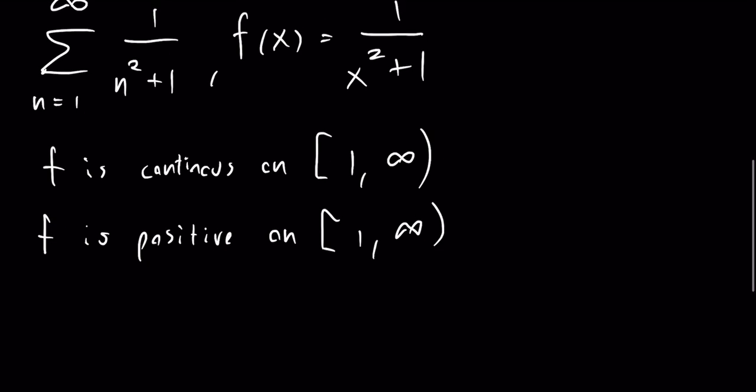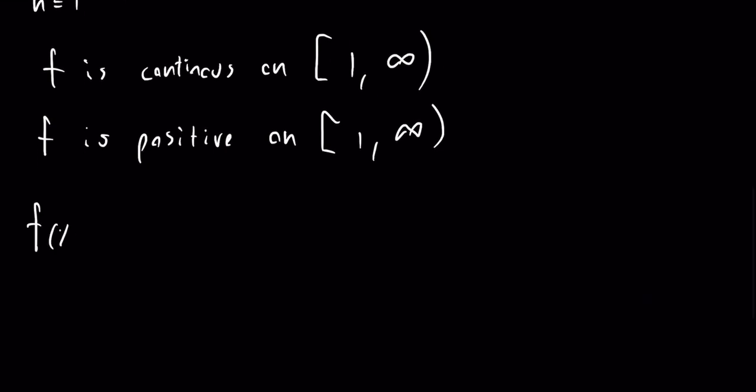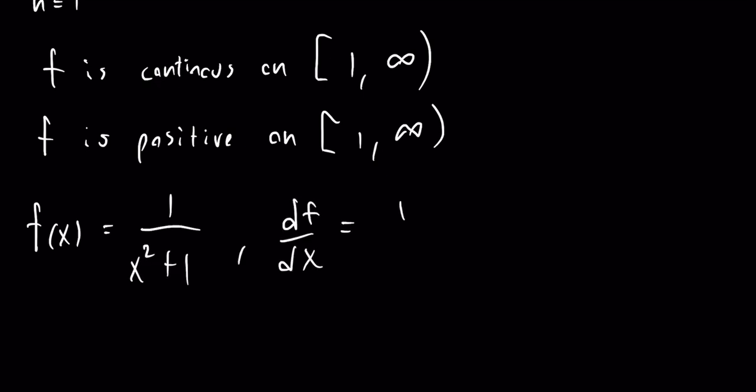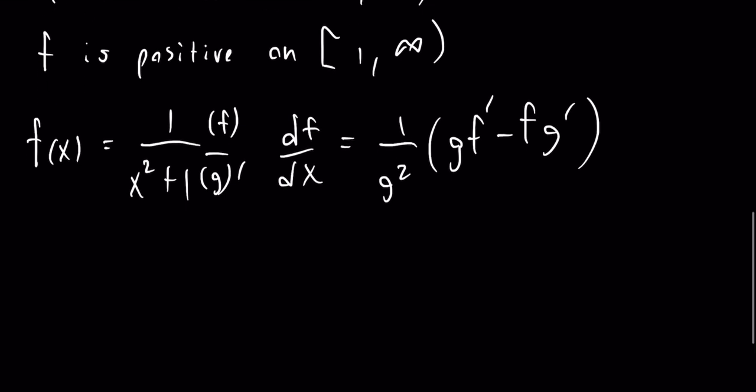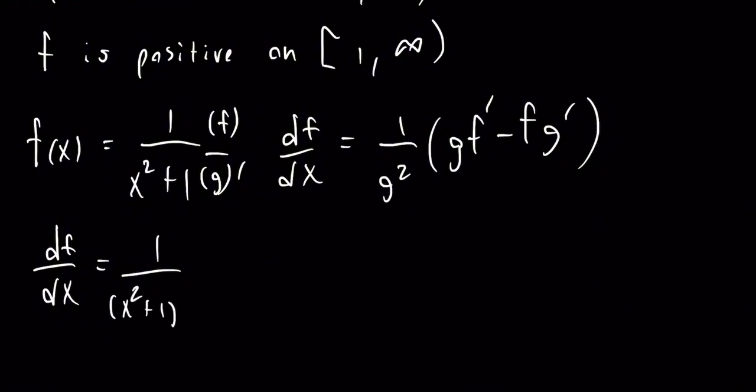So we take the first derivative. We know f of x equals 1 over x squared plus 1. So df dx is (g f prime minus f g prime) over g squared, where I'm going to be labeling the top f and the bottom g. So df dx is equal to 1 over g squared, which is x squared plus 1 squared. G is going to be x squared plus 1.